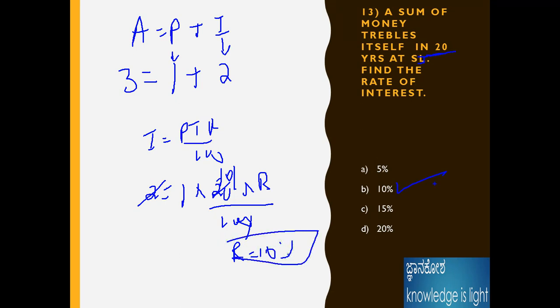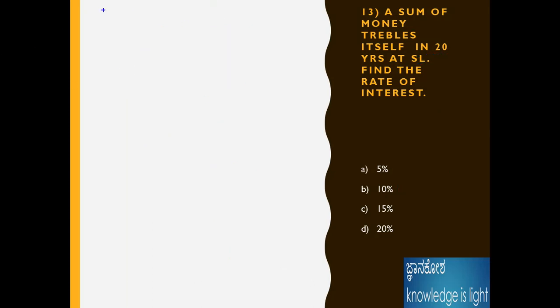This is one method. One more method is the formula method: T R is equal to 100. If you remember this formula, use this method as well. T, what do we need to get? T is equal to 20 years. R we need to calculate, over 100.